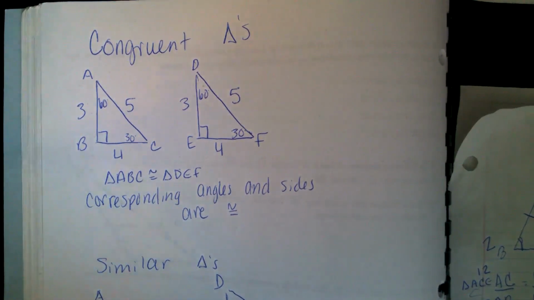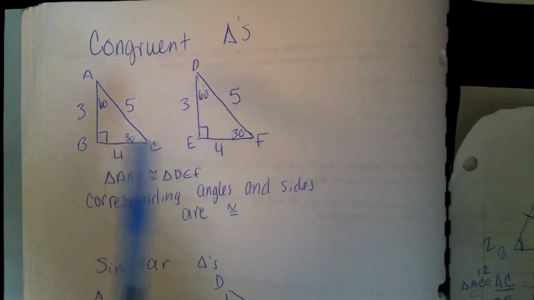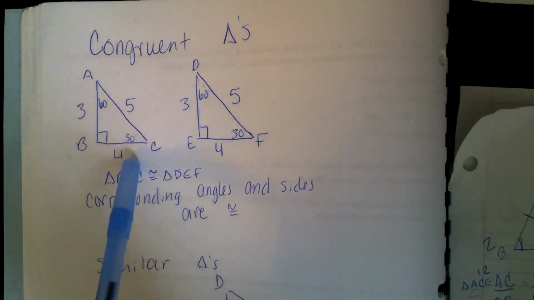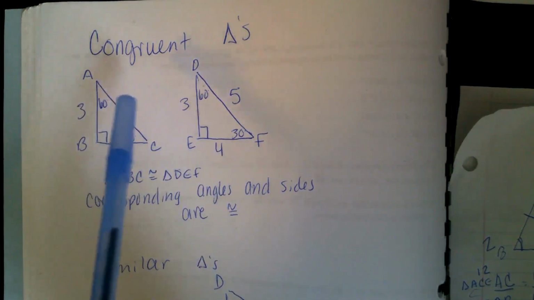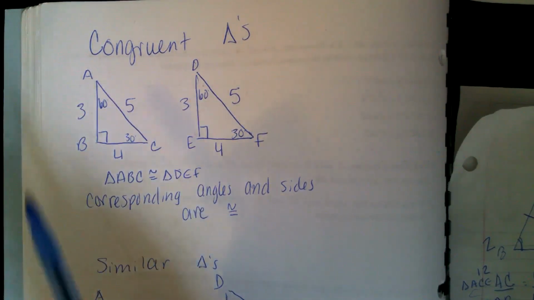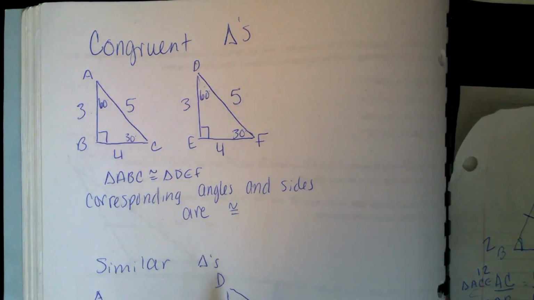So in this case, I have triangle ABC and I have triangle DEF. Now these two triangles are congruent because AB is congruent to DE, BC is congruent to EF, and AC is congruent to DF. And all three of their corresponding angles are congruent. Okay.